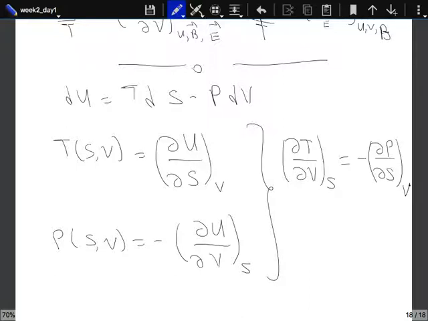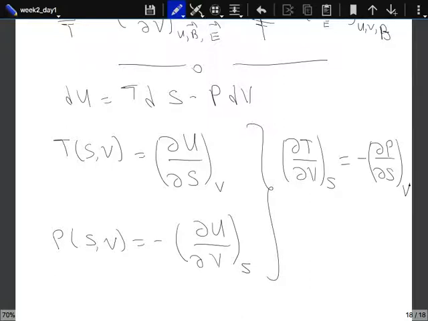The change in the temperature as a function of volume in an adiabatic process, to the change in the pressure as a function of the entropy in an isochoric process at constant volume. But changing the entropy will basically cause a change. I'm giving heat to the system and hence causing its energy to change, temperature to change, and hence the pressure will change. So how does that happen? What is the dependence? This relation tells me.